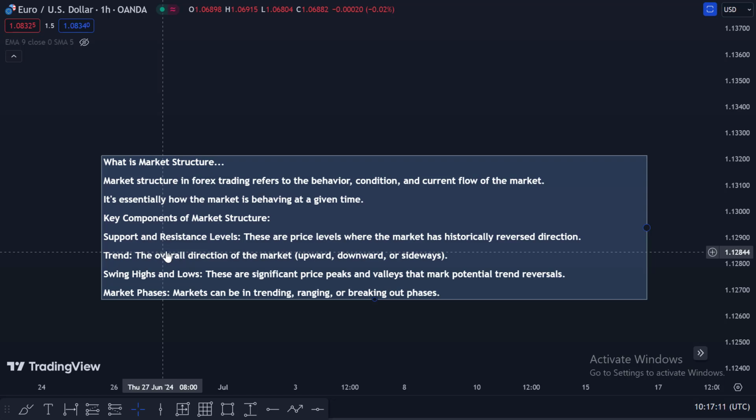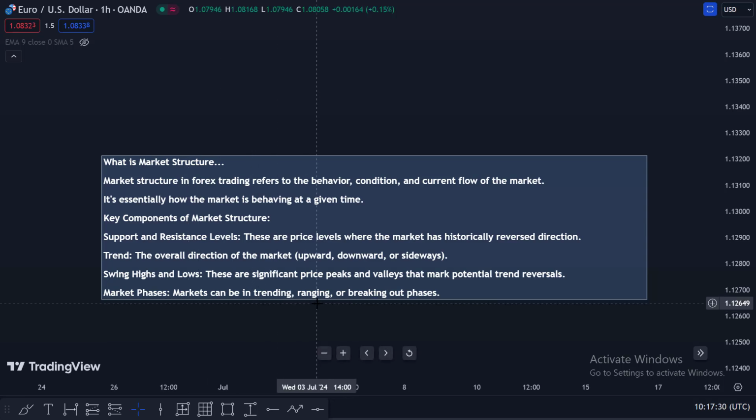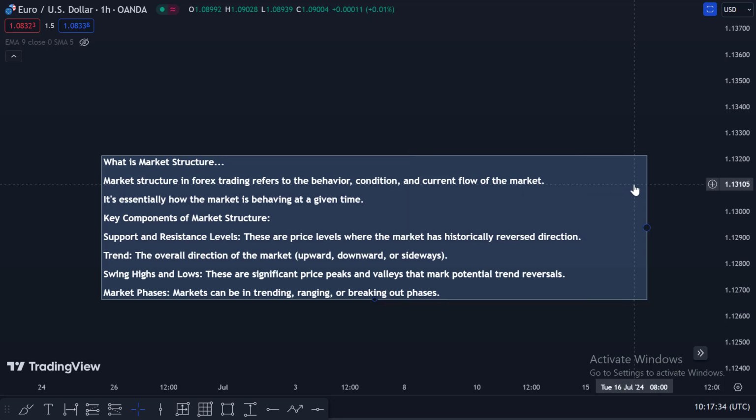You also need to understand that the overall direction of the market determines the flow of the market, either on the upward side, the downward side, or the sideways side. You can see swing highs and swing lows. These are significant price peaks and valleys that mark potential trend reversals. Price phases: the market can be trending, ranging, or breaking out of a phase. These are different phases in the market that you're going to be experiencing.